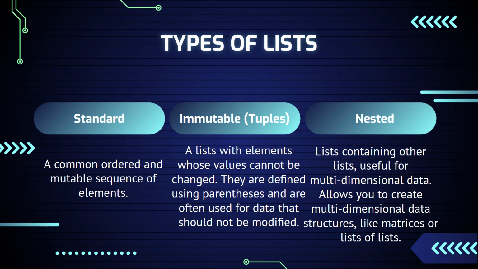Our last type of list is nested lists. Nested lists are lists containing other lists inside a list, which are useful for multidimensional data. Nested lists allow you to create multidimensional data structures like matrices or lists of lists.